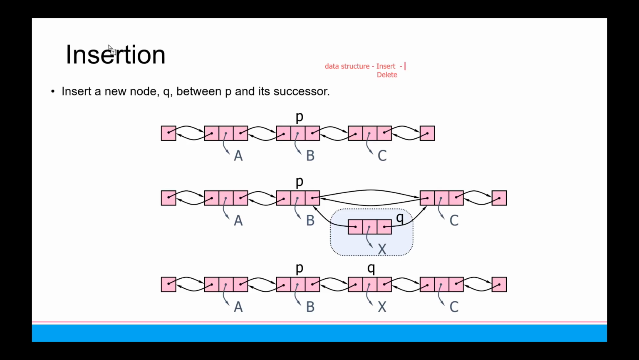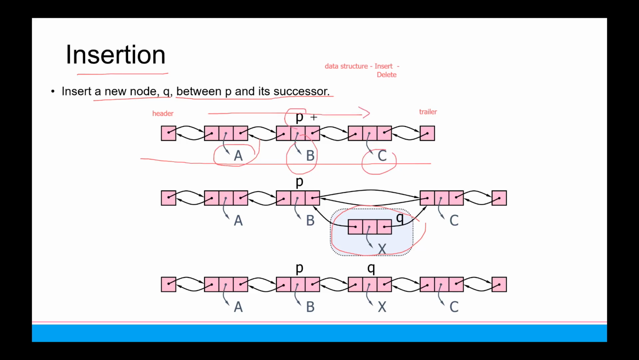So in this case, in the insertion of the doubly linked list, we want to insert a new node, let's say Q is the new node. So it is in between P and its successor. So we have this sequence. This is the header, and this is the trailer. And then we have the elements like A, B, and C. So this is a sequence. P is this node, and I want to put Q in between this P and this C.